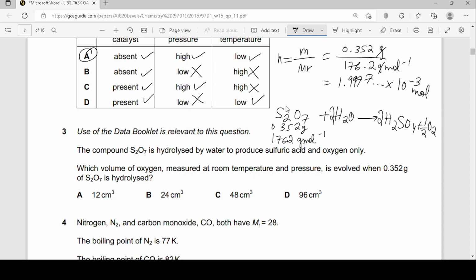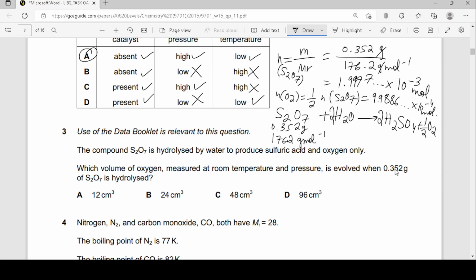1.9977 into 10 to the power of minus 3 moles. Alright, this is the moles of S2O7. So now if I want to find the moles of O2, it should be half the moles of S2O7, right? So what will that be? I'll just divide the value I have by 2, and I get 9.9886 approximately into 10 to the power of minus 4 moles.